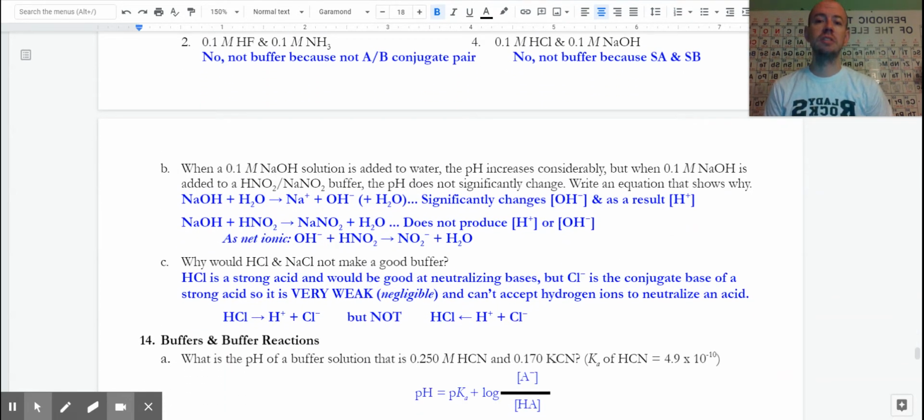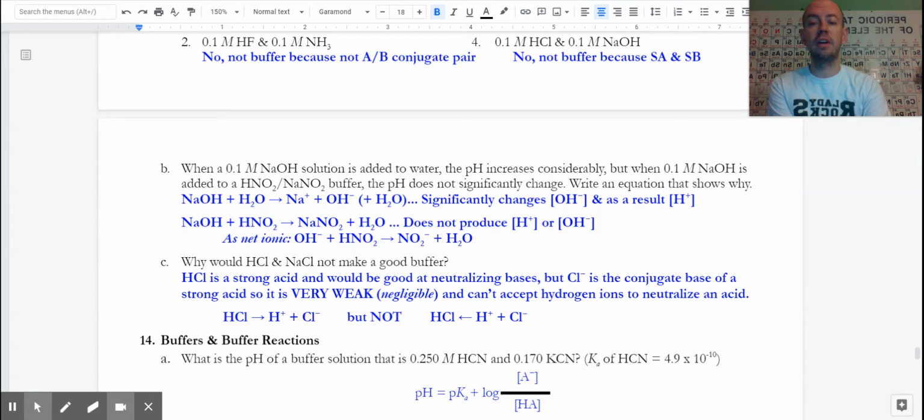On B, it asks about pure water and what happens when we add sodium hydroxide to it, but then differently, what happens when we add that to a buffer. When we put a base, in this case sodium hydroxide, into water, it just ionizes. It makes sodium, it makes hydroxide ion. Obviously, there's still the water there, so if we show the water on the reactant side, we have to show it on the product side so that it's balanced. We have made a whole bunch of hydroxide ion. That makes the OH minus go way up, the H plus go way down, and our pH has changed. That does significantly change.